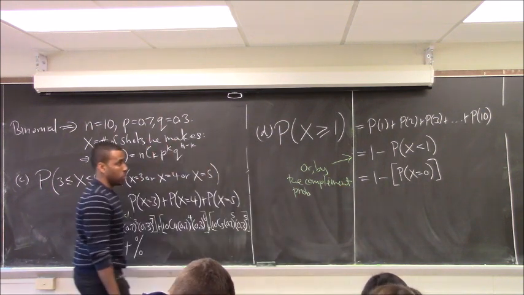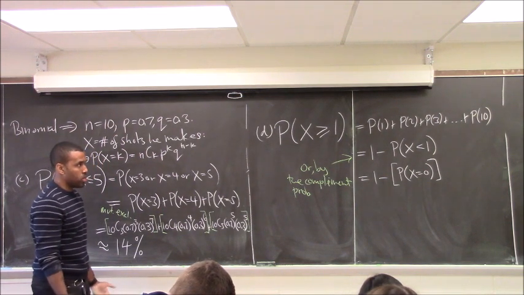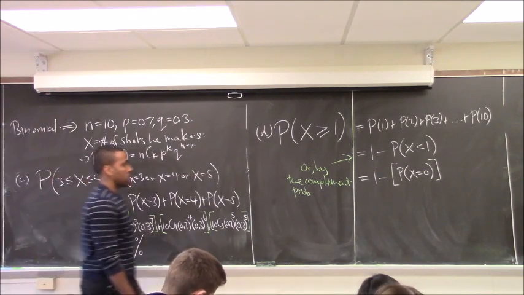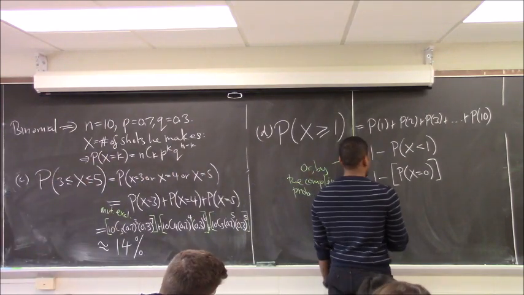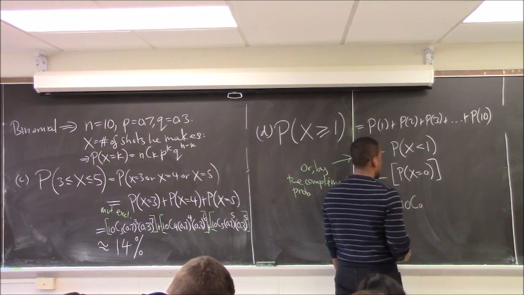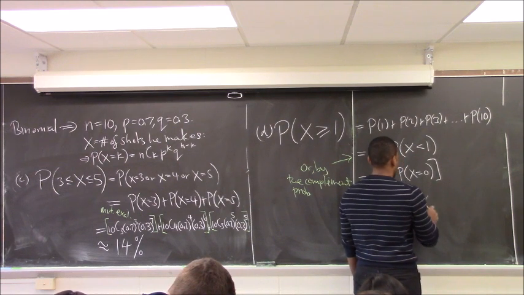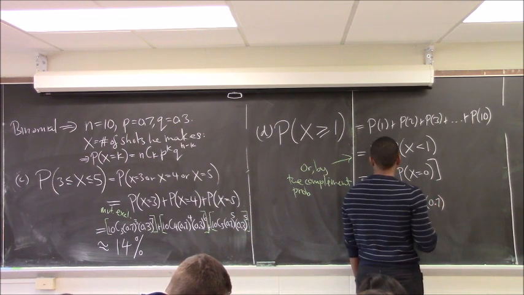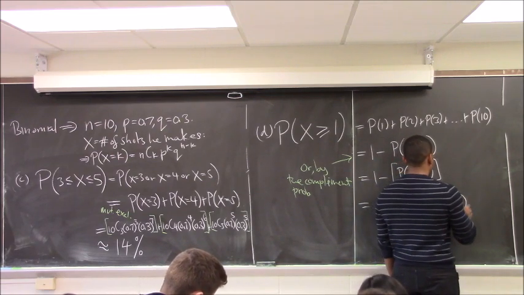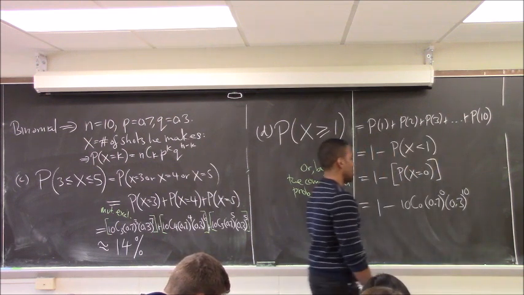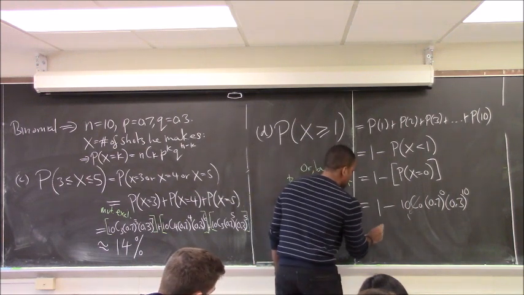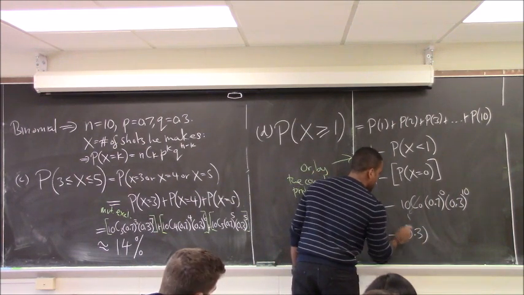I can just do the opposite, which in this situation is a lot nicer. I only have to do 1 calculation instead of 10 of them. And this is going to be 1 minus 10C0 P to the 0 Q to the 10 minus 0. 10 choose 0 is 1. There's only one way to choose nothing from 10 things. So pretty much you have 1 minus 0.3 to the 10.